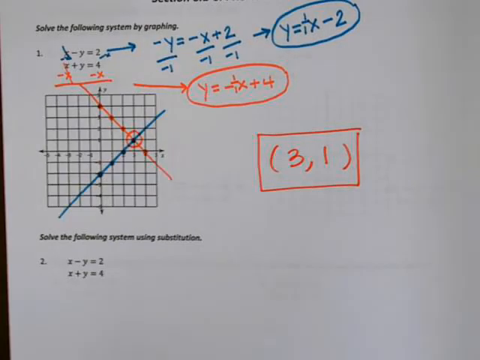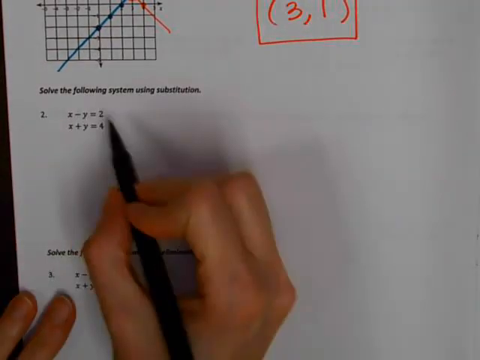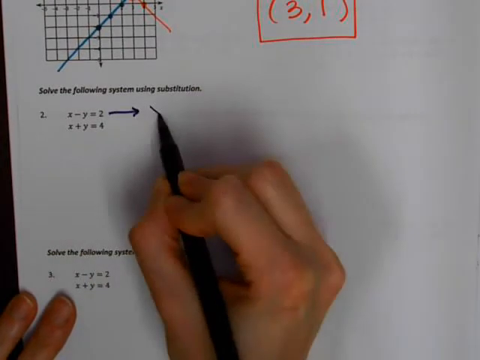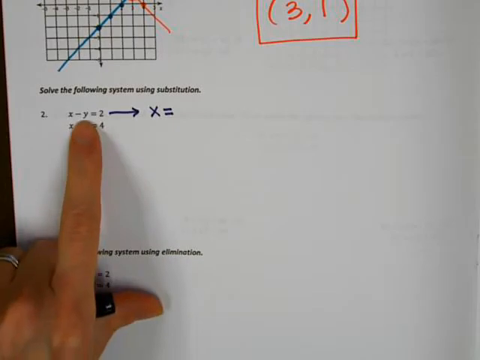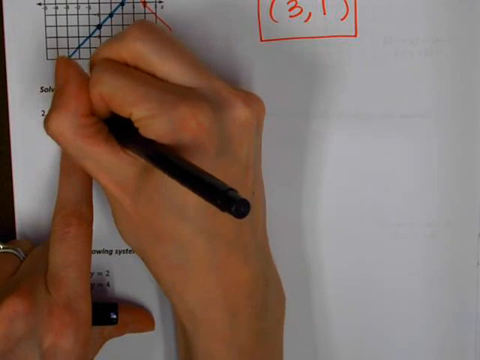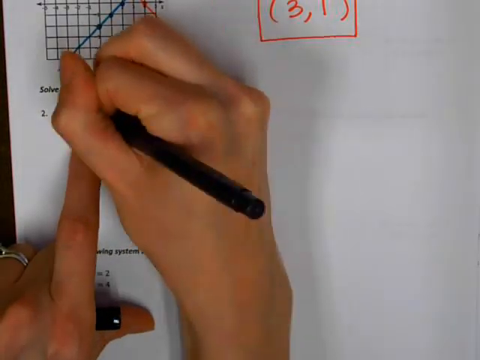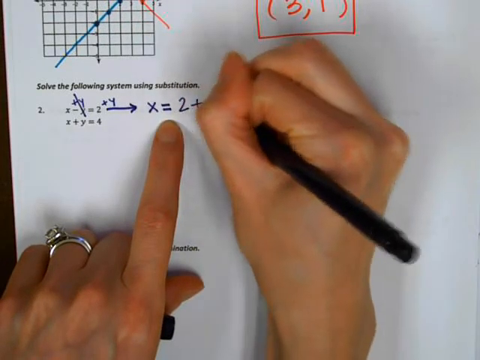Now number 2 is solving by substitution. Now remember, in substitution, you have to get one variable alone first, and you get to pick which one. I think I'm going to pick this one. I'm going to try to get x alone. So if I want to get x alone, how do I move a minus y to the other side? Aren't I just going to add it over? Add y, add y. So x is actually going to be 2 plus y.